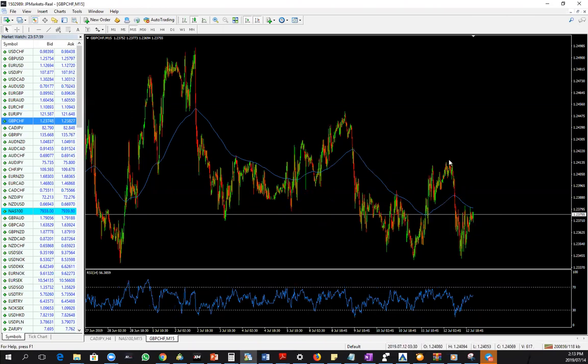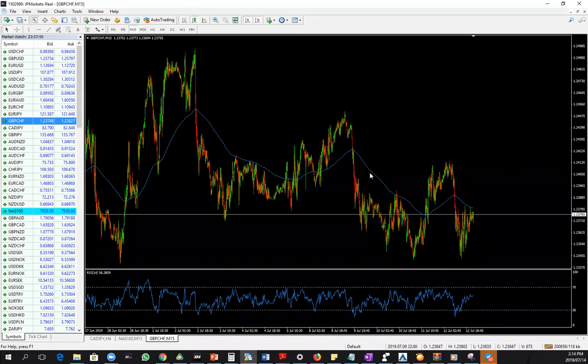Here I could have entered. Then I knew exactly where to exit, because if it breaks that line, then I know it's time to exit. Wait for another entry. Only when it's above the 200 and the moving average is pointing to the top side, then I know it's a good time to enter.